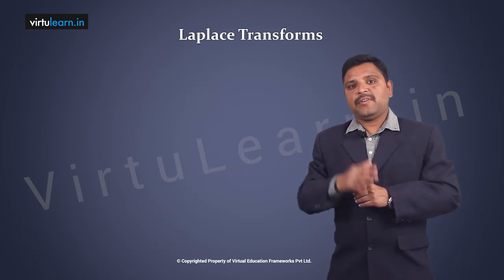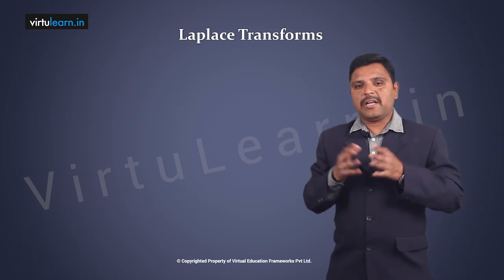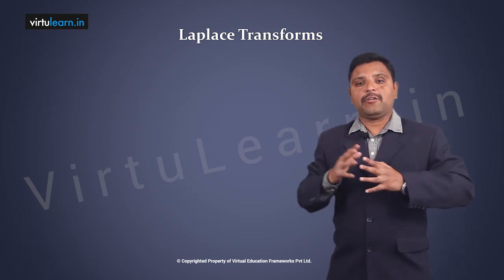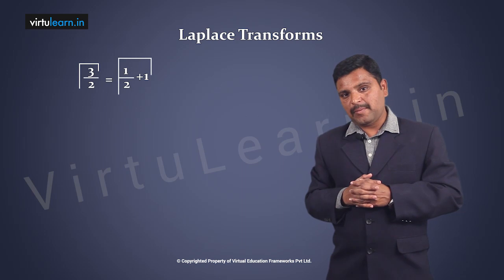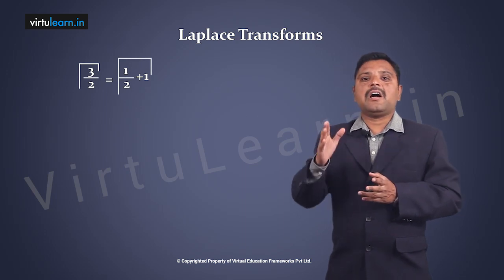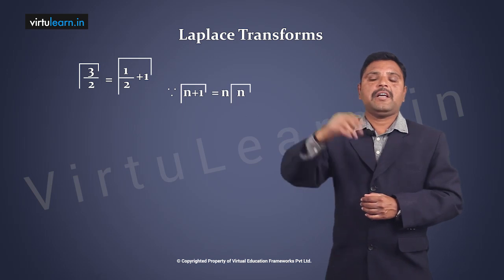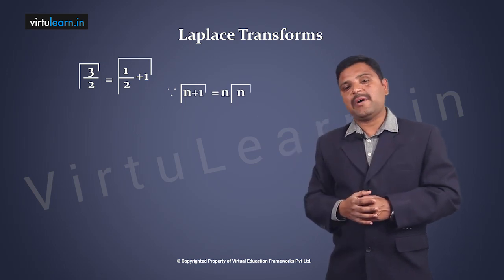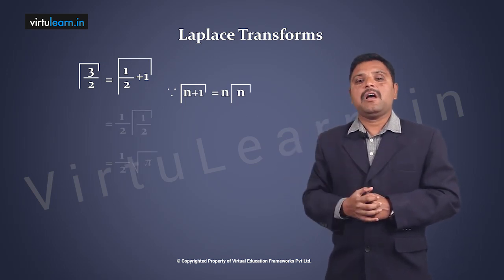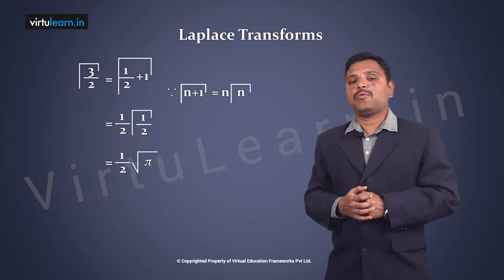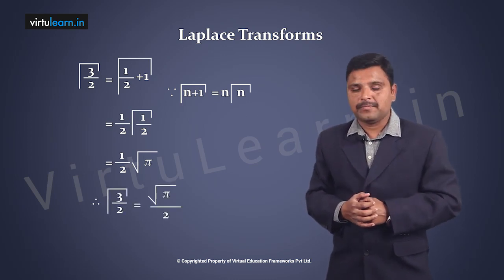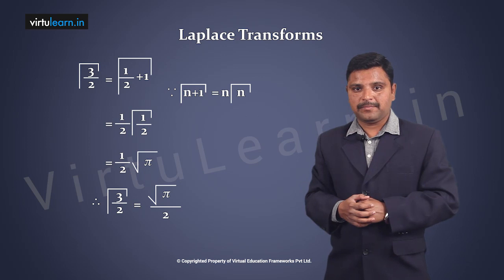For a positive fraction, take gamma 3 by 2. How should I calculate this one? Gamma 3 by 2 is gamma of half plus 1. Using the formula gamma n plus 1 equals n gamma n, gamma half plus 1 means half into gamma half, which is square root of pi by 2. This is the gamma 3 by 2 value.